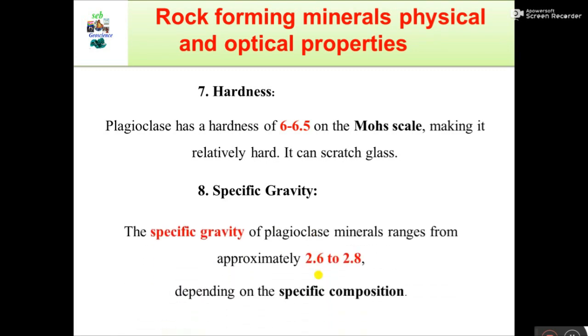The eighth physical property is the specific gravity. The specific gravity of plagioclase mineral ranges from approximately 2.6 to 2.8, depending on the specific composition, the weight of the composition, and also the impurity. The specific gravity of plagioclase ranges from this point to this.